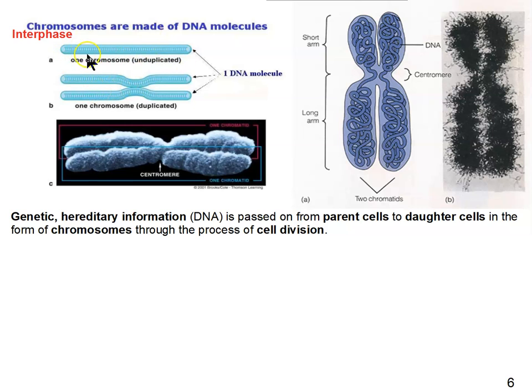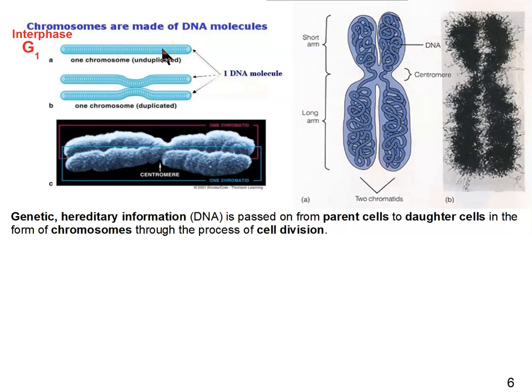So this part A of the diagram here, where it says one chromosome unduplicated, that represents the form that DNA is in during interphase. And remember that interphase is divided up into three phases. So specifically G1 is when we find the DNA in this form.